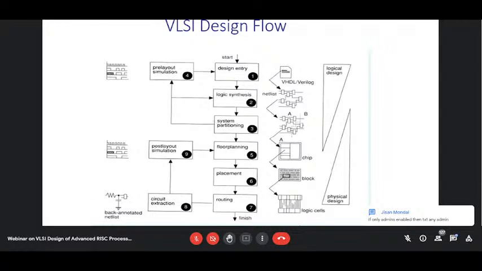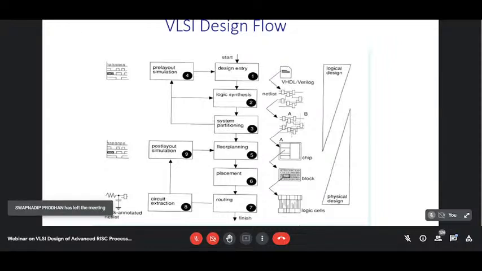Then you get your synthesis. After synthesis, you will get some netlist, as the diagram on the right-hand side shows, some blocks. The advantage of getting this netlist is you can test them separately. This is called pre-layout simulation. Through simulations, you can check, and also you can partition the system. Then floor planning means how they'll be placed on a given area of silicon.